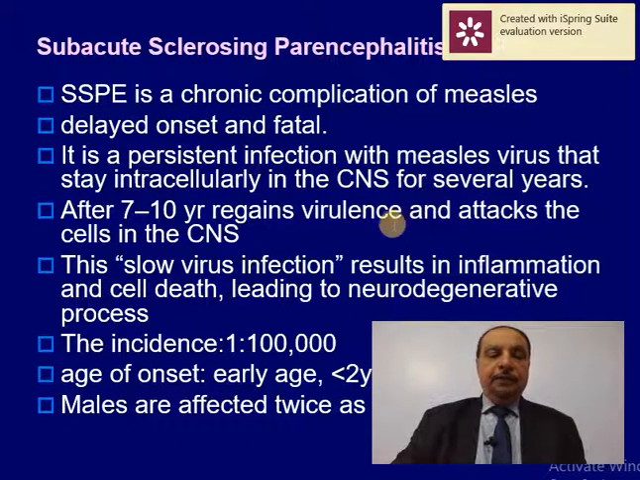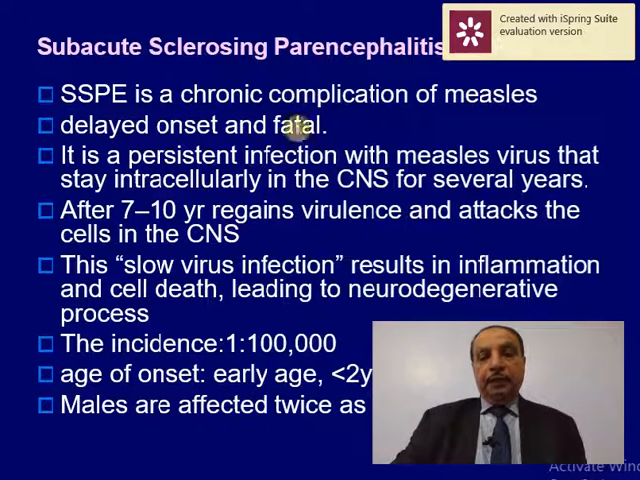We told encephalitis is 1 in 1,000. SSPE is 1 in 100,000. The age of onset, and those who got measles below the age of 2 years, 50%.